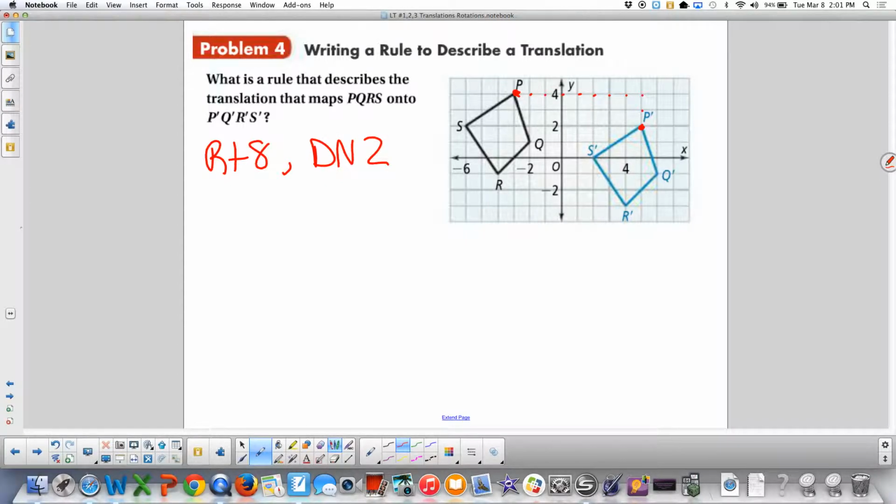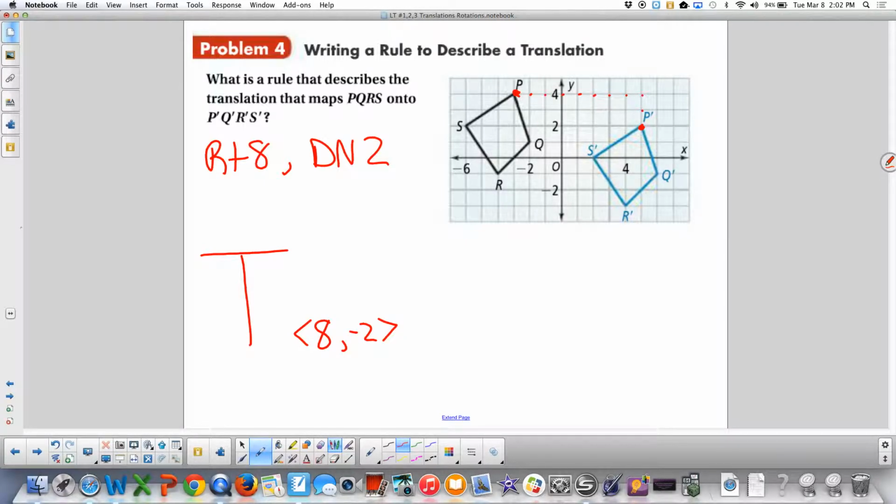So we got to think through our proper notation. It's a capital T, which represents translation. And then I'm going to use this arrow notation here. It's like a parenthesis or a bracket. The first number represents our right-left movement. It's a +8 because I went right 8. And the second one is our up-down movement. I went down 2, so it's a -2.